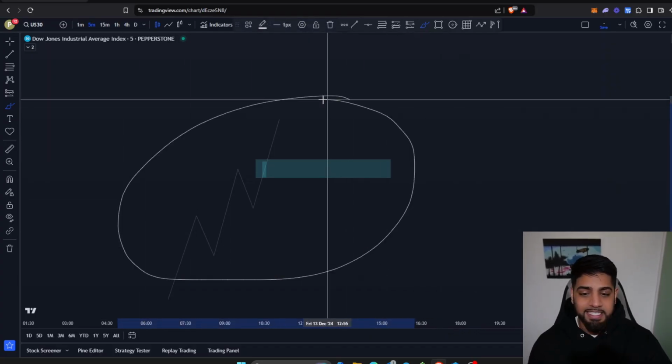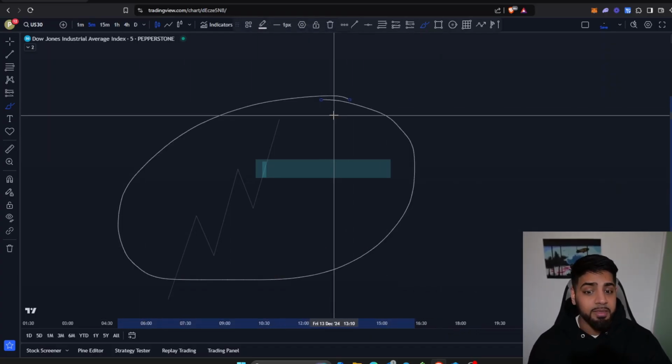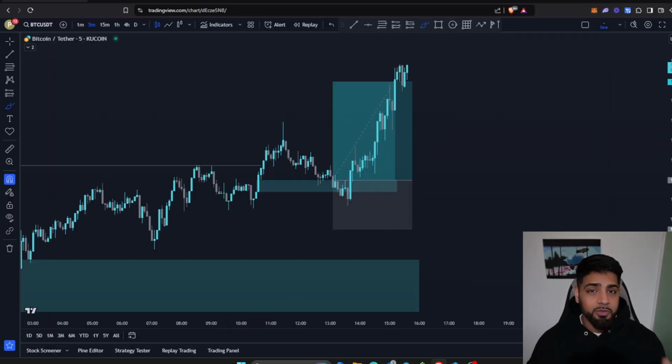Apart from that, this is exactly what we're going to be looking for. So let me give you a real life example. So this strategy works well on crypto, Forex, indices. It's a universal trading strategy, so it works on near enough every single instrument. Now it's your job to backtest it to figure out which instrument works best for you.